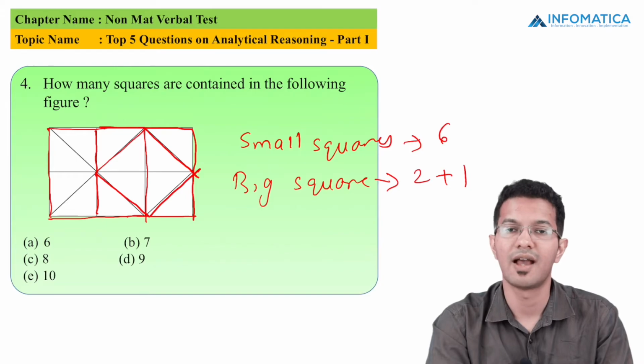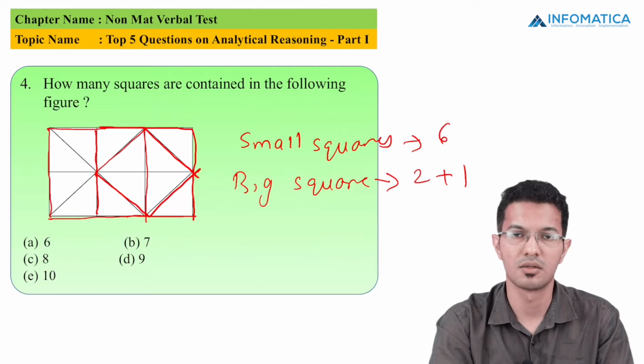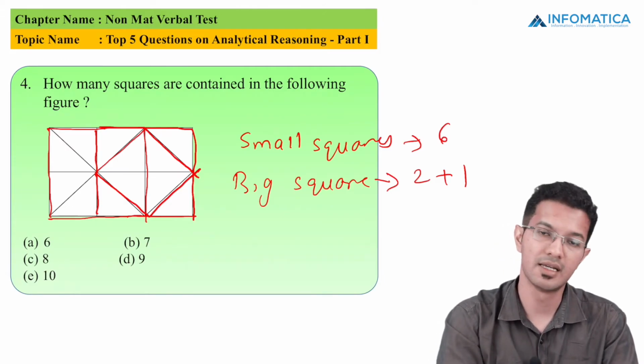So total students, if we add all the squares, I get 6 plus 2 plus 1, which is giving me 9 as the answer. So the answer will be option D, that is 9.